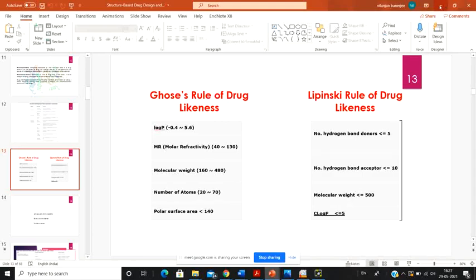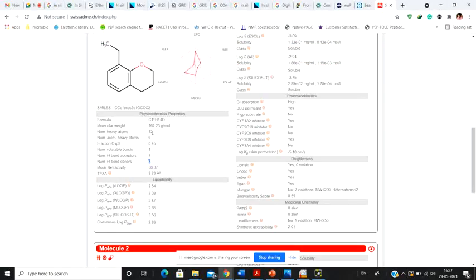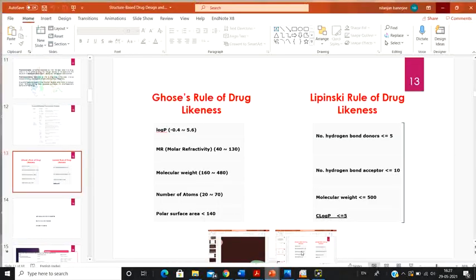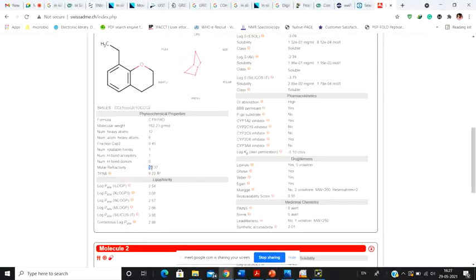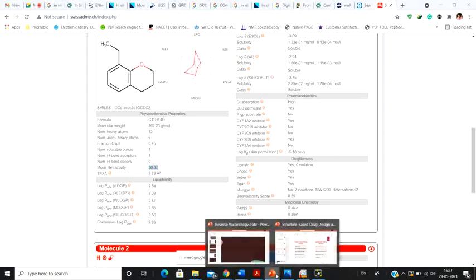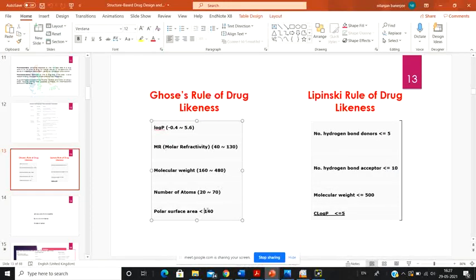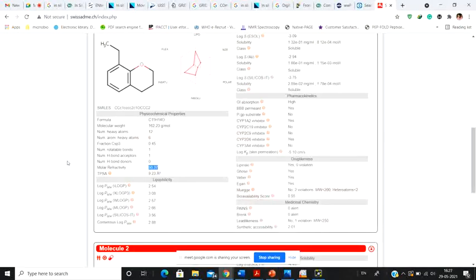The total number of atoms must be 20 to 70. And what's the total number of atoms? Heavy atoms are 6, and the total is 12. And the molar refractivity is 50.37. But what was the range of molar refractivity? See, the molar refractivity should lie within 40 to 130. In this particular case, you have 50.37. Whereas the TPSA must lie within 20 angstrom square to 140 angstrom square. But the TPSA value is 9.23 angstrom square. So it is way below the range.